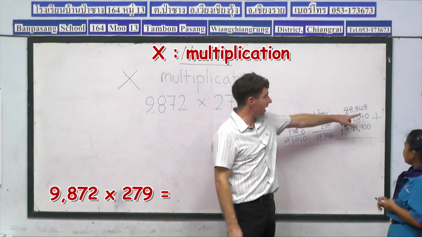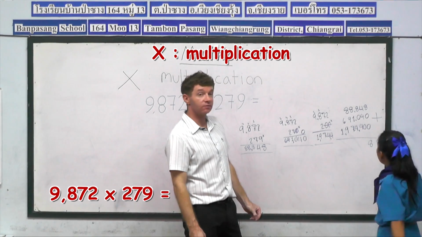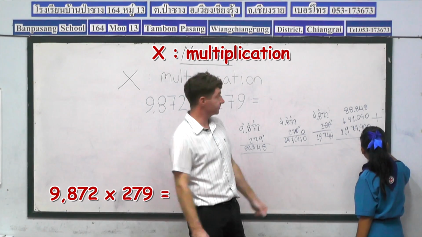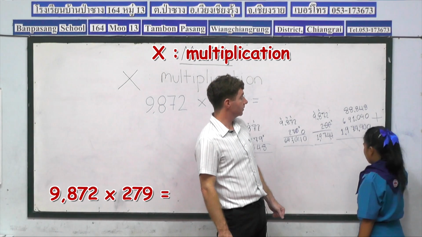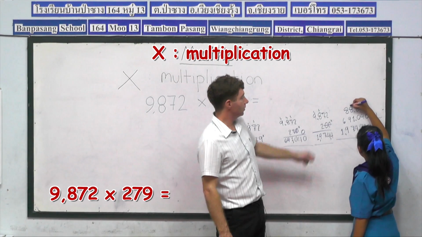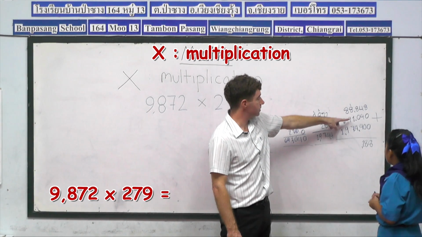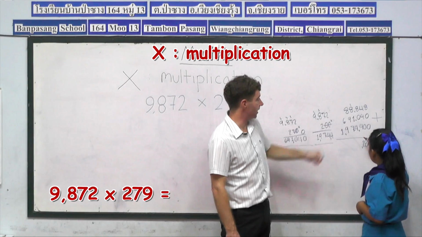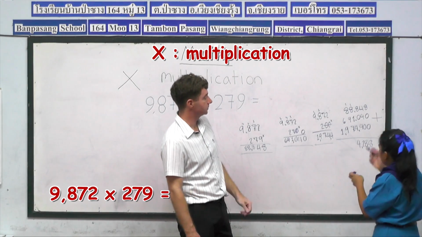So guys, 8 plus 0 equals 8. 4 plus 4 equals 8. 8 plus 4, write the 2, carry the 1. 1 plus 8, 9. Another 1, 10. And then 4, 14. So write the 4, carry the 1.